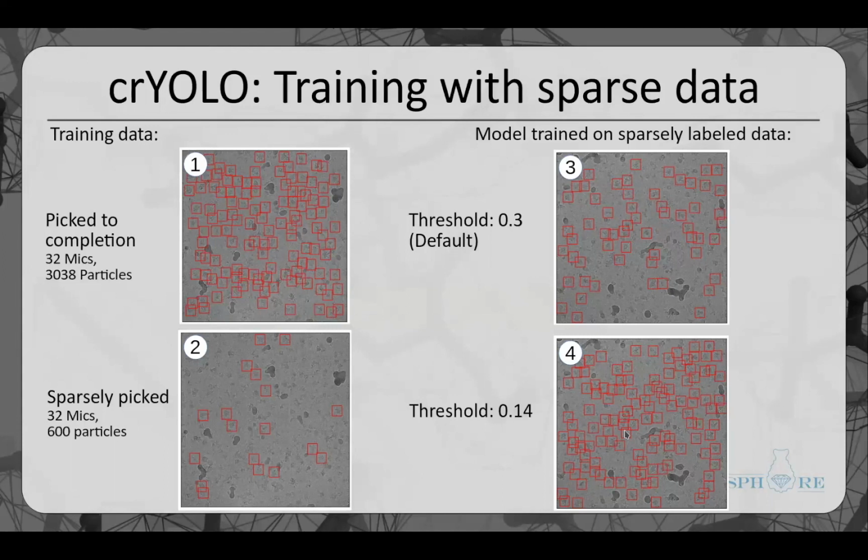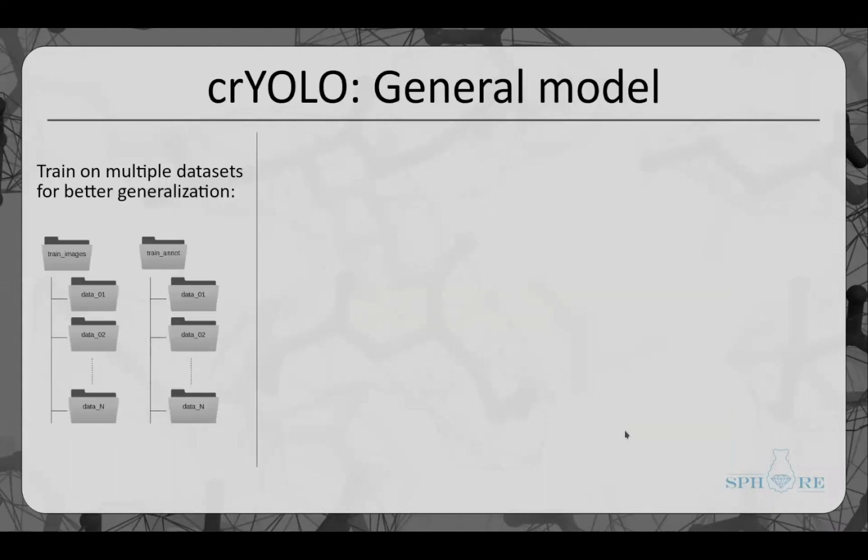And the next thing I would like to show you is the possibility to use general models. So you might have multiple data collections of the same particle with different settings, different grids, a different camera or another microscope. And a model trained on the data of one data collection might not perform optimally on a data set from another data collection. To get better generalization, you can just merge training data of multiple data sets by putting them in separate folders.